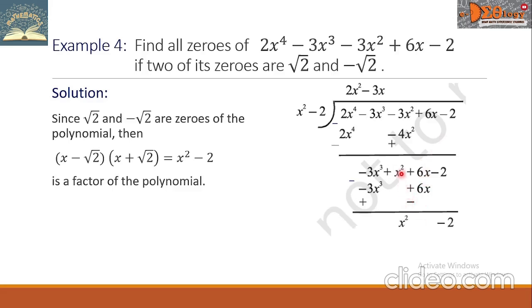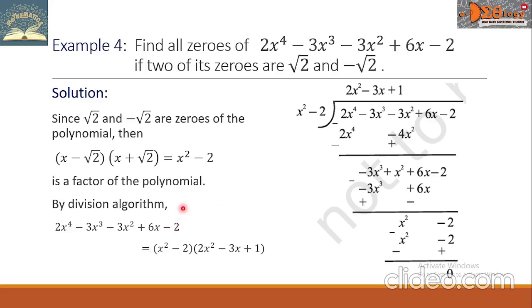Now we bring down x squared and the negative 2. We divide x squared by x squared. The answer is plus 1. This 1 we multiply to each of the terms of our divisor. The answer is x squared minus 2. When we subtract, the answer will be 0. From here we stop because the remainder is 0, or we say that the degree of the remainder is less than the degree of the divisor.